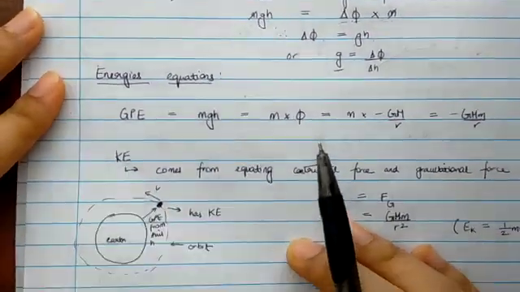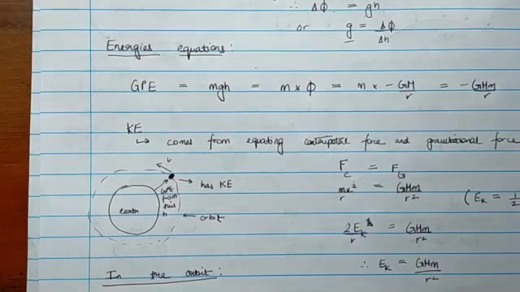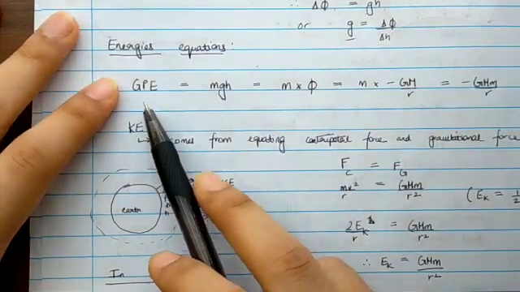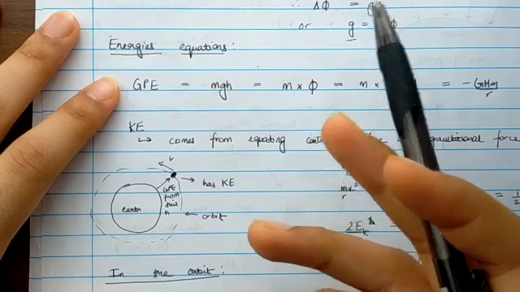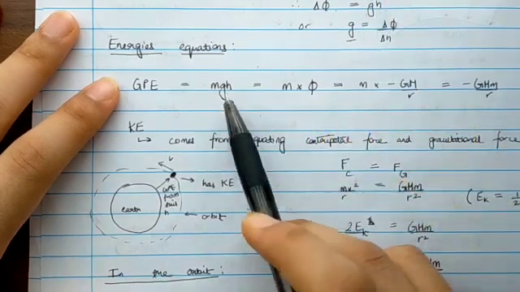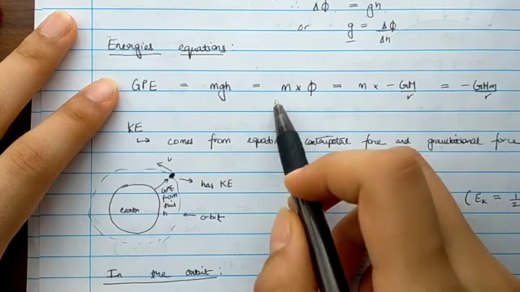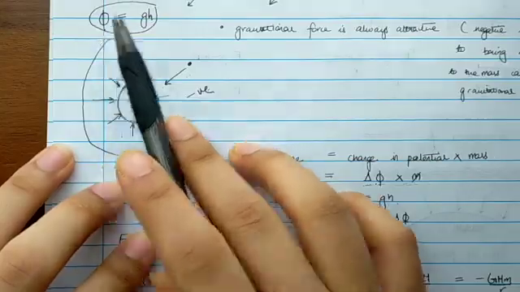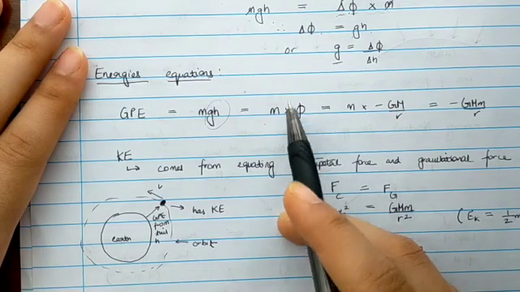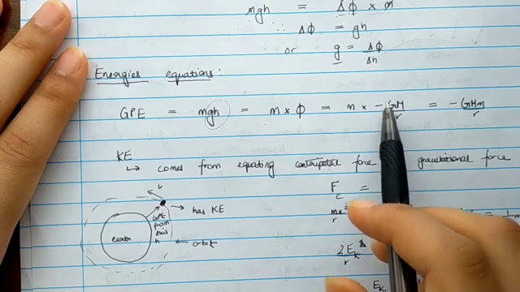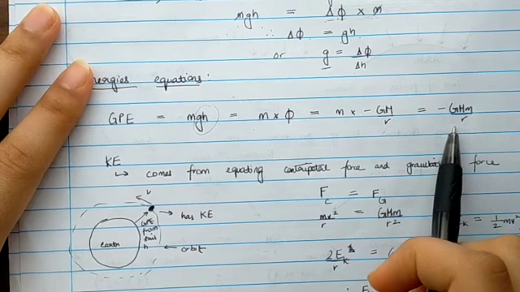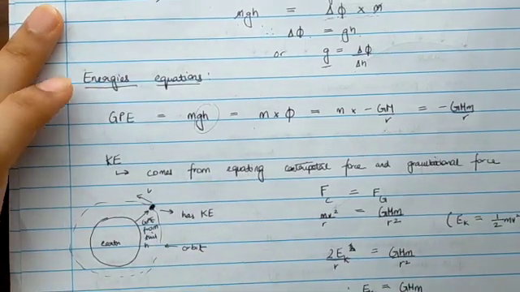Now that we know the concepts and the basics of gravitational potential and the gravitational field strength, let's look at how energies relate to all of this. We know gravitational potential energy is mgh, energy caused by opposing the gravitational force. So m times potential, since we know gh is potential. We substitute potential for minus GM over r, remember why it's minus, and we get minus GMm over r for the equation of gravitational potential energy.